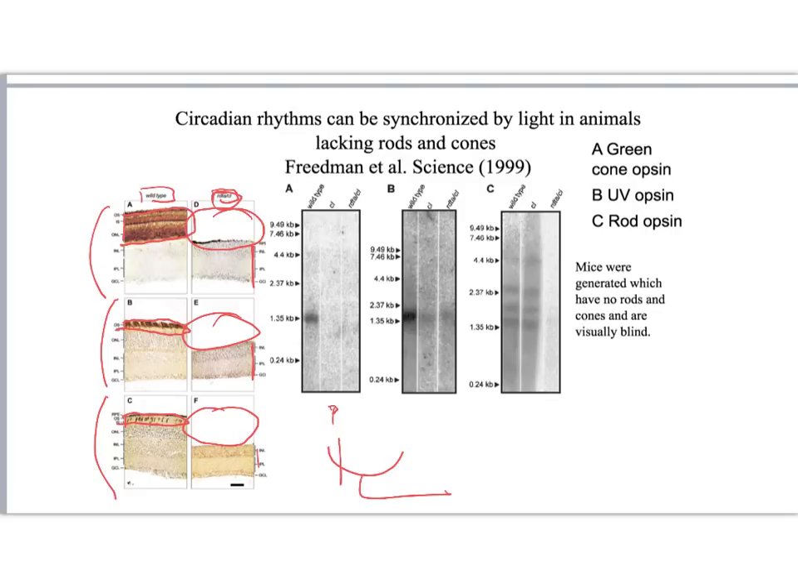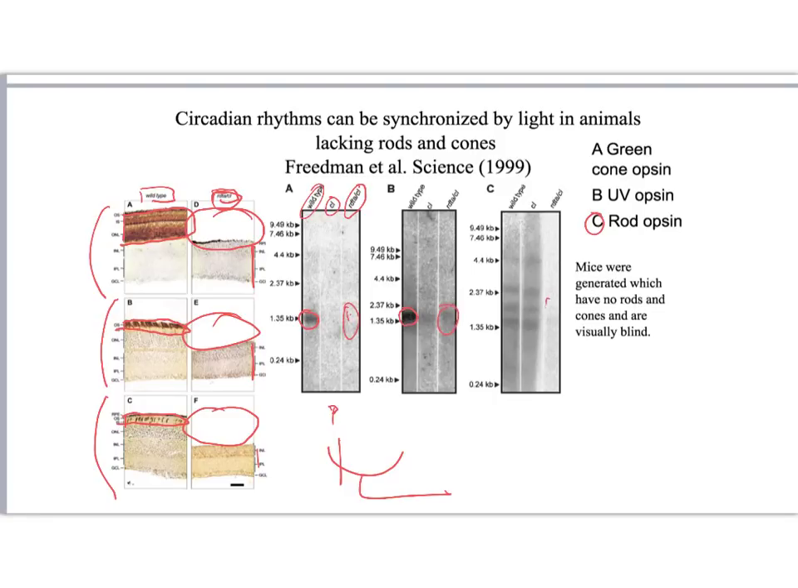in this case, green cones or UV cones, or in C rod opsins, genes that are typical of rods, are present in the wild type and in one mutant where you knock out cones only, but in the mutants where you knock out rods and cones, there's no expression of these genes.